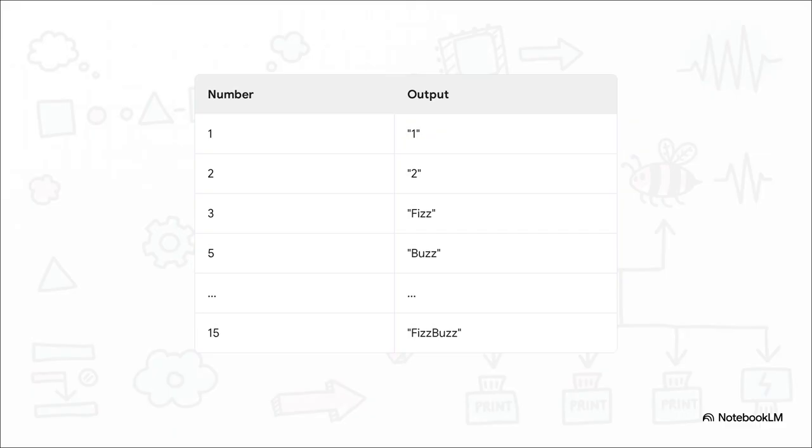And there it is. Just look at that output. It's perfect. The number 3 becomes fizz. The number 5 becomes buzz. And most importantly, 15 correctly becomes FizzBuzz. All because our logic checked for that special case first. Our little logic machine works.